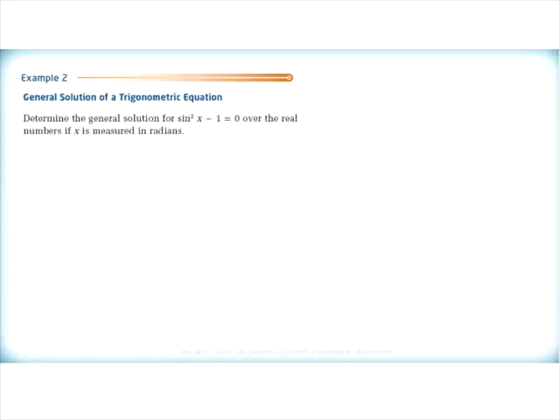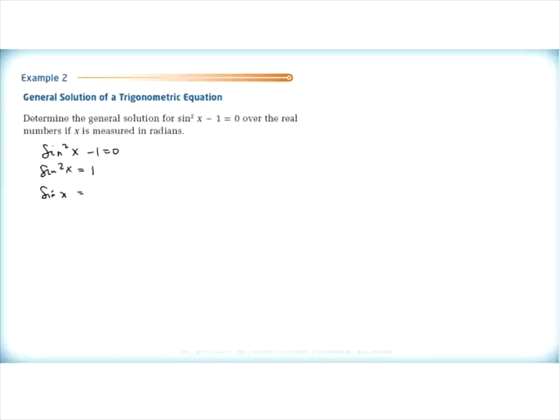So look at another example. This example is looking for the general solution this time to the equation sine squared x subtract 1 equals 0 over the real numbers, where x is measured in radians. Again, x is measured in radians. Looking for all the answers now where sine squared x subtract 1 equals 0. So I get sine squared x subtract 1 equals 0. So sine squared x is equal to 1.